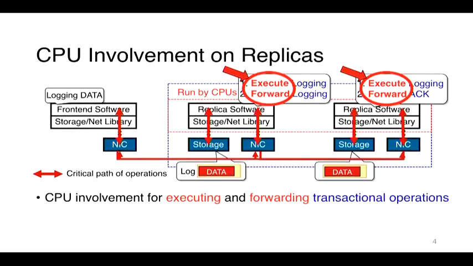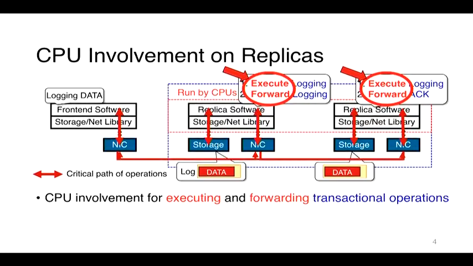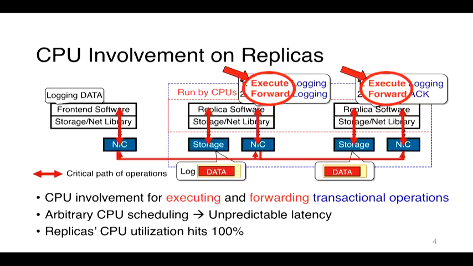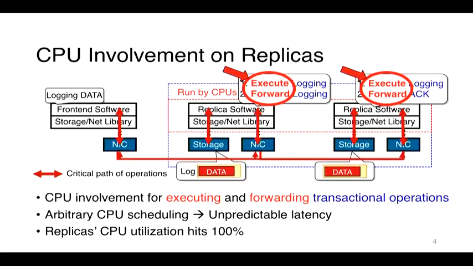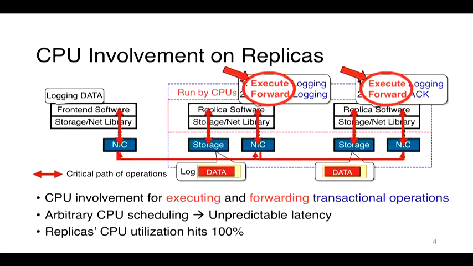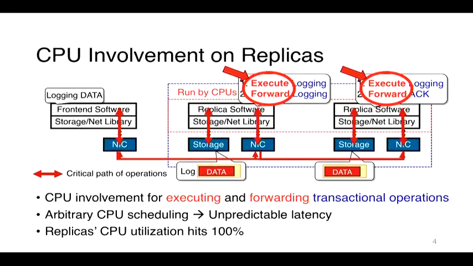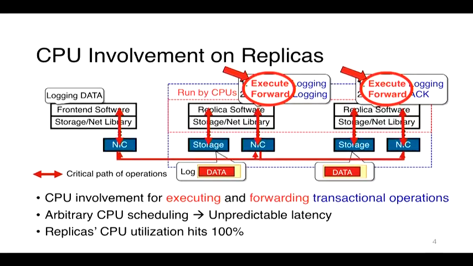So replica software performs the executing and forwarding steps with storage and network software stack, which are scheduled and run by CPUs. Also, when CPUs are busy, arbitrary CPU scheduling latency can occur while processing incoming transaction requests, which can impact the replication latency. Indeed, in our experiment, we observed replica CPU utilization hits 100%. In the multi-tenant case, since multiple replica instances are contending for limited CPU resources, this latency problem can become worse.